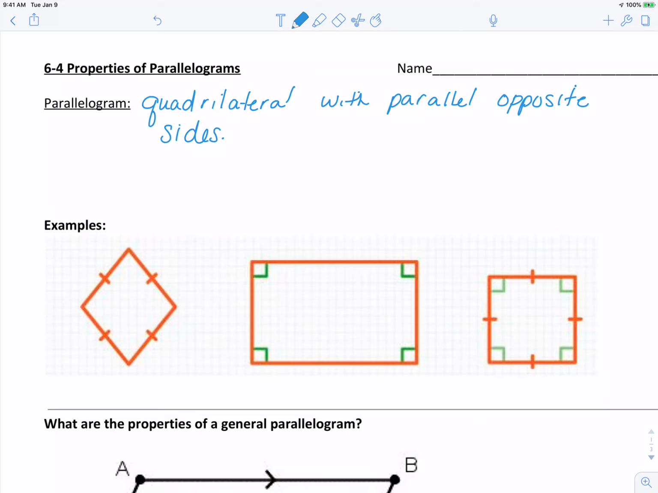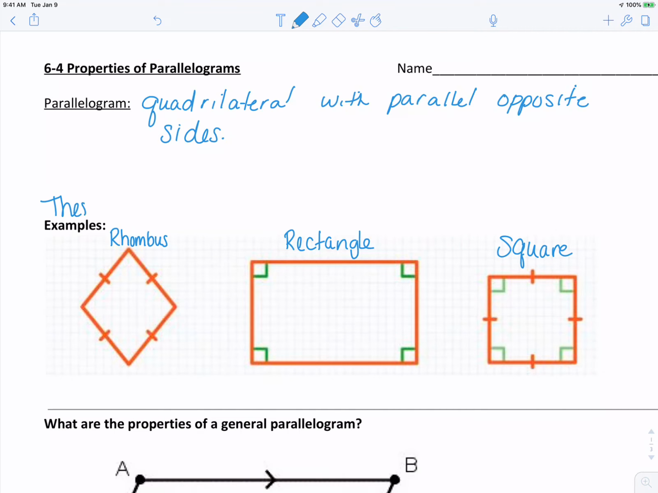Okay, so the three things that I have examples of. The question is, are they really examples? Are those parallelograms? Because the first one is clearly a rhombus. When four sides are congruent, it's a rhombus. When the four angles are congruent, right angles, it's a rectangle. And when the sides and the angles are congruent, that's a square. So the question is, are these parallelograms? And the answer to that is yes.